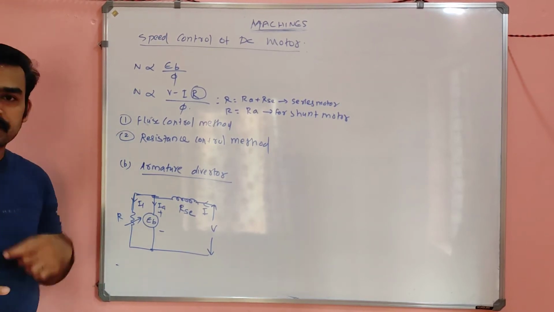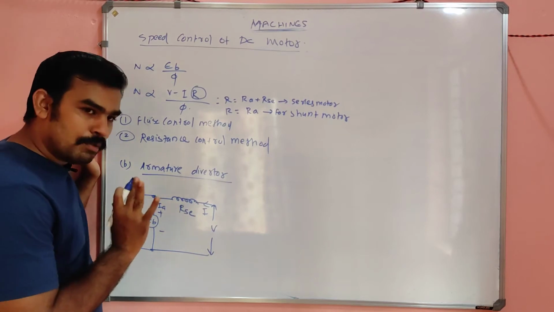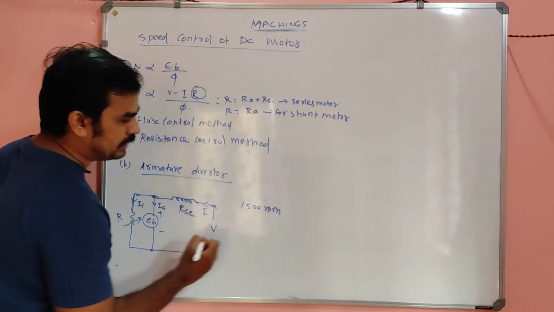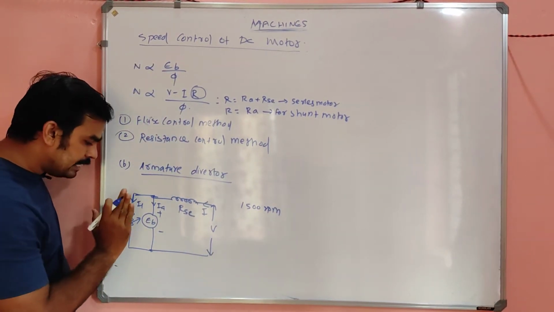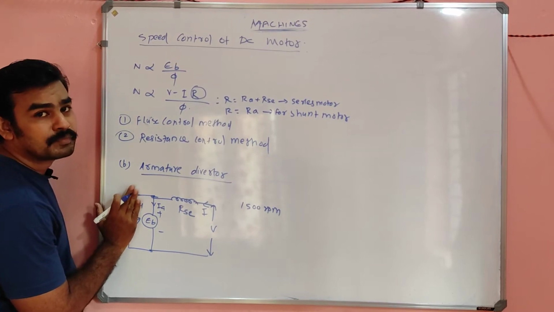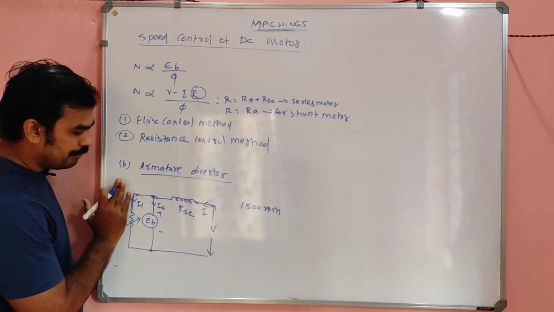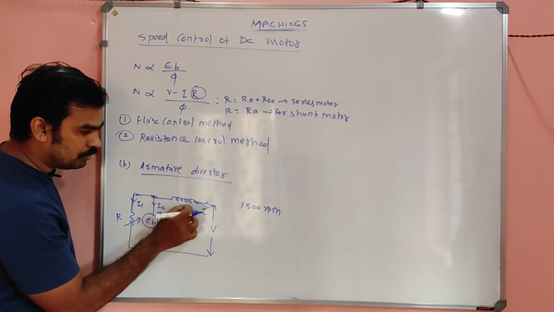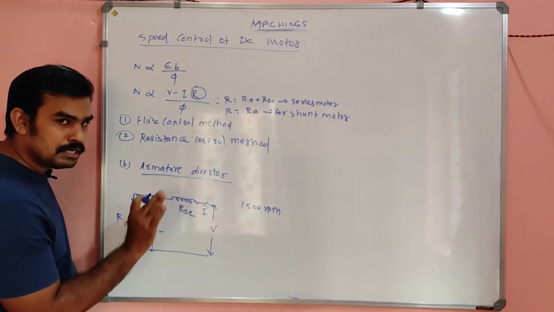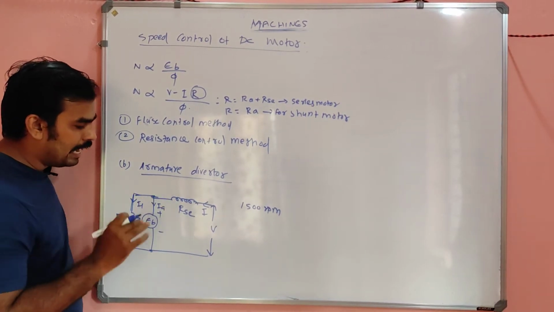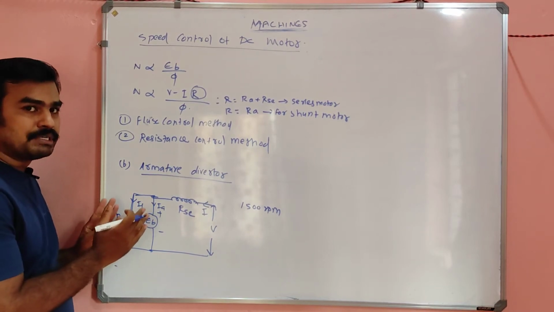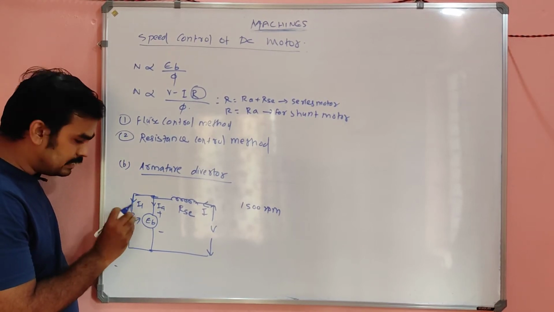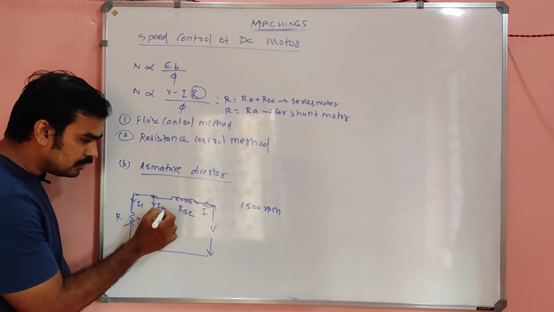See what happened here in the armature diverter. Suppose before connecting this diverter, the motor is running at 1500 rpm. Suppose I insert something in parallel. What happened, my dears? The current through this series field winding is continuously flowing, and the effective resistance is now decreasing. That means by adjusting the resistance value, we can control the current, that is IA.